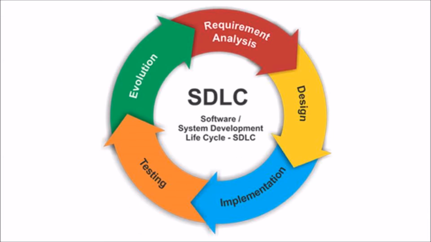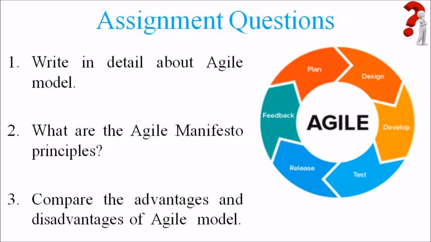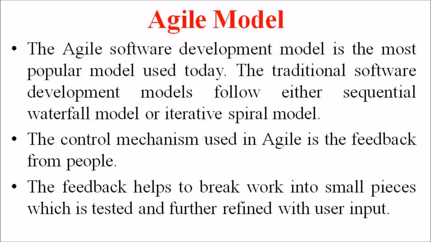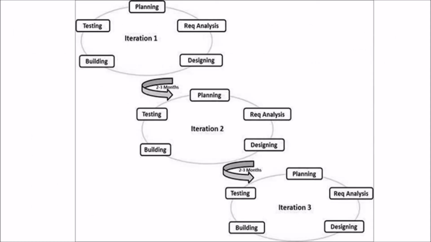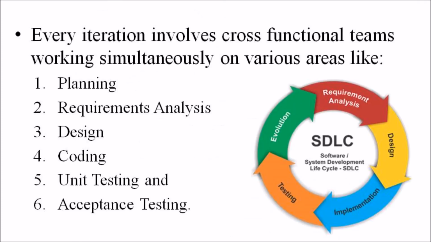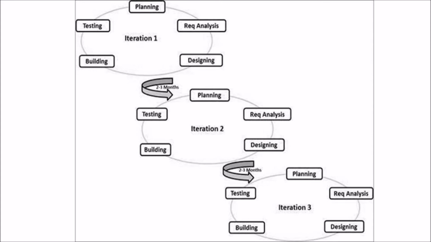So as we discussed, the Agile SDLC model is a combination of iterative and incremental process models which focus on process adaptability and customer satisfaction by rapid delivery of working software product. The Agile model breaks the product into small incremental builds, and these builds are provided in each iteration. Every iteration involves a cross-functional team working simultaneously on areas like planning, requirement analysis, design, coding, unit testing, as well as acceptance testing. At the end of each iteration, a working product is displayed to the customer and important stakeholders, feedback is collected, and based on this feedback the changes are made again in the next iteration, and this process continues until the final product is delivered.